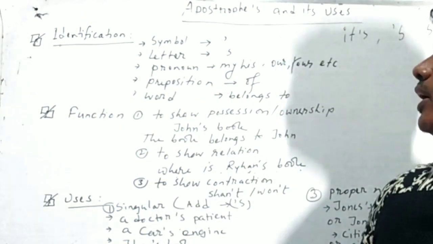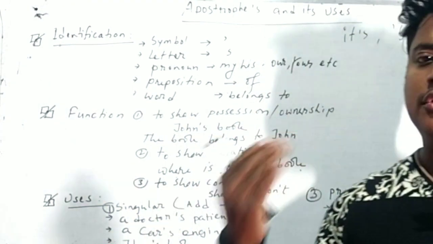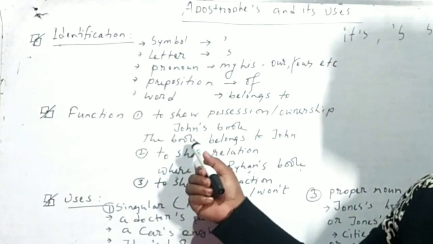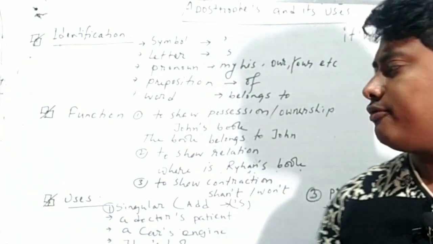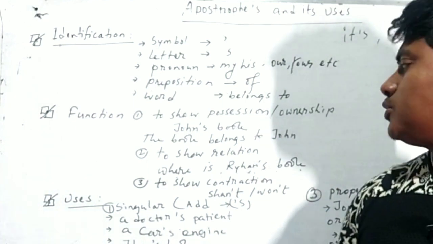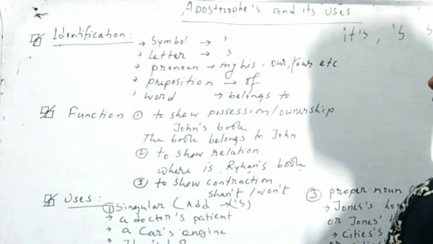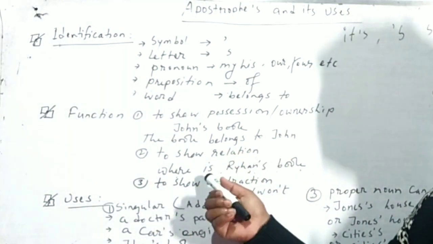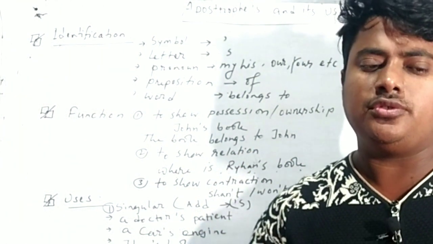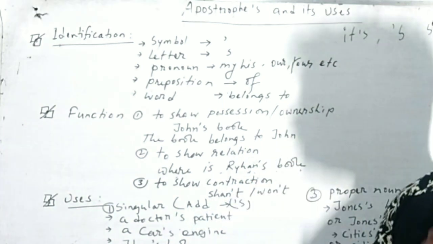So the function, how the apostrophe works in sentences and words, is to show possession or ownership, like the books belong to John, the John's books. The phrase expresses the book belongs to John, or John is the owner of these books. It works for possession or ownership. Possessive also works for showing relation. Where is the right hand's book? Here the book is related with the right hand. So here apostrophe s indicates the relation.